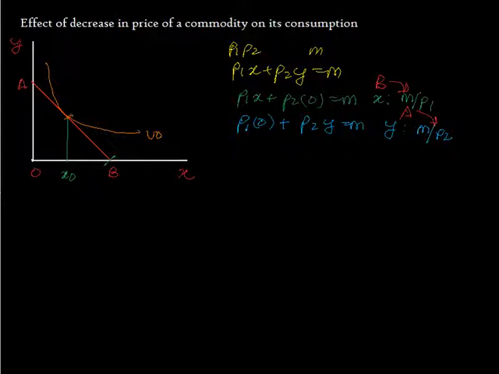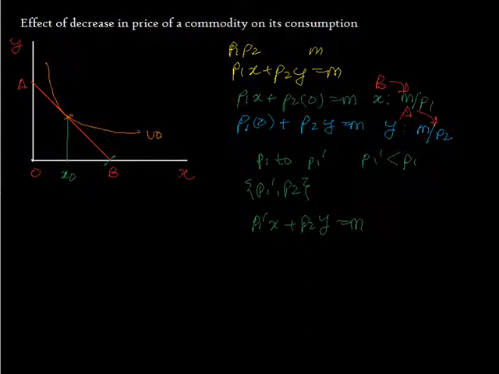Now comes the point that the price of commodity X has fallen from P1 to P1 dash, where P1 dash is of course less than P1. Then what is our new price vector? That is P1 dash, P2. There is no change in the price of Y. So our intercept for Y would remain the same. Why? Because our budget line is P1 dash X plus P2Y equals M. If I am not consuming anything of X, then P1 dash into 0 plus P2Y equals M, so Y would be equal to M by P2, which is same as this. So there is no change in this intercept.